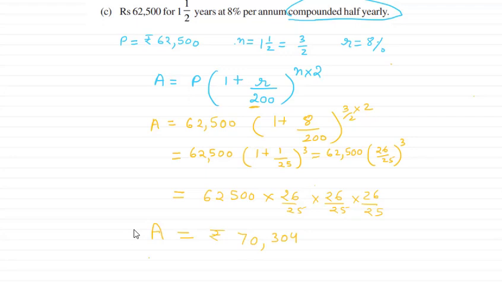Now again in this question, we have to find out the compound interest. So compound interest will be A minus P. Again that will be 70,304 minus 62,500, and that will give you rupees 7,804. So this will be the answer of this question, part C.